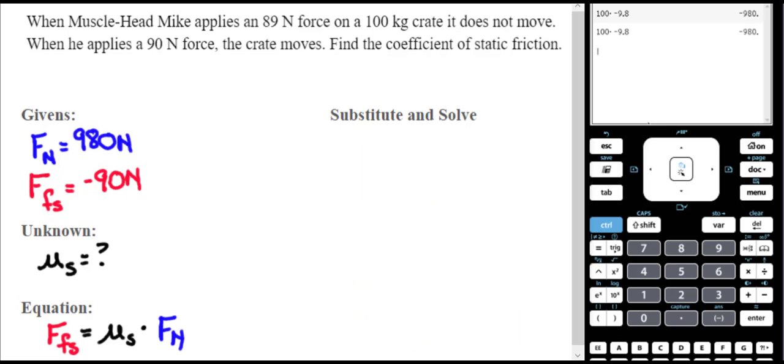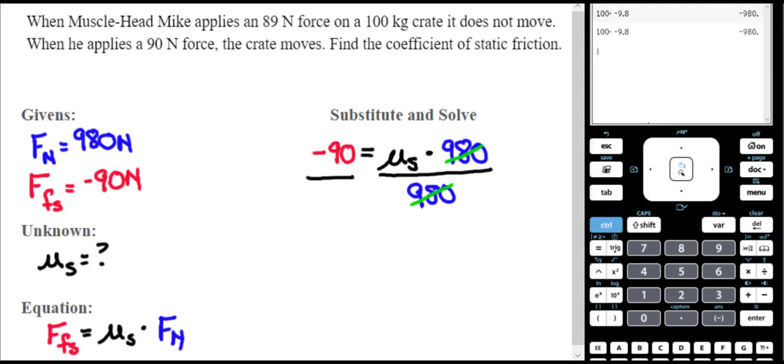Okay, I'm going to take away the free body diagram here so that I can substitute the numbers that I know. So force of friction static is negative 90, which equals mu static, I don't know what that is, times the force normal, which is 980 newtons. In order to get mu static all by itself on the right-hand side, I'm going to divide by 980 on the right-hand side. When I do that, these cancel. Whatever I do to the right, I have to do to the left as well, so I'm going to divide by 980.